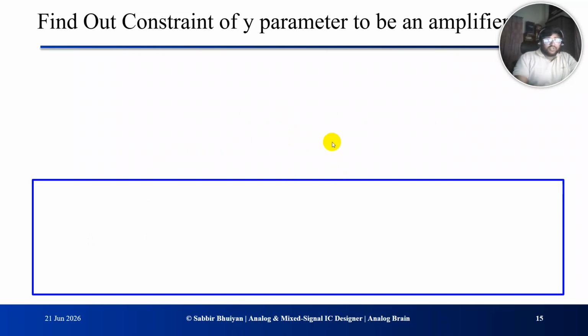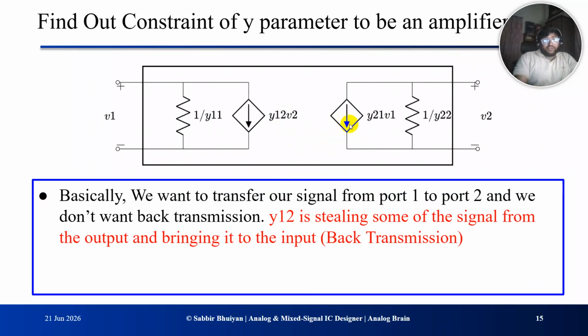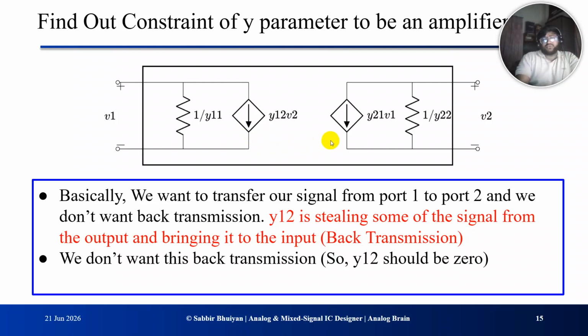Now look at Y12 V2, the current source at the input port. This current source at the input port is controlled by the output voltage, right? So physically, this term is stealing some of the output signal and feeding it backward into the input. That reverse transmission, or back transmission, we actually don't want. An amplifier whose output leaks back and corrupts its own input is at best unpredictable and at worst another path toward instability. So the constraint is Y12 is equal to 0.